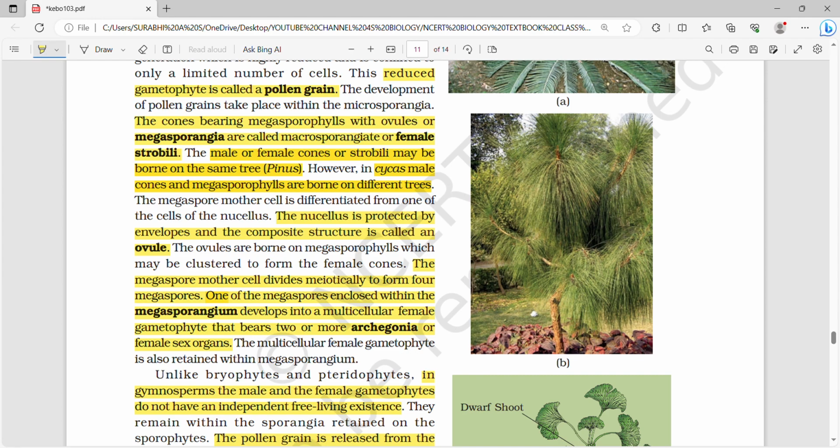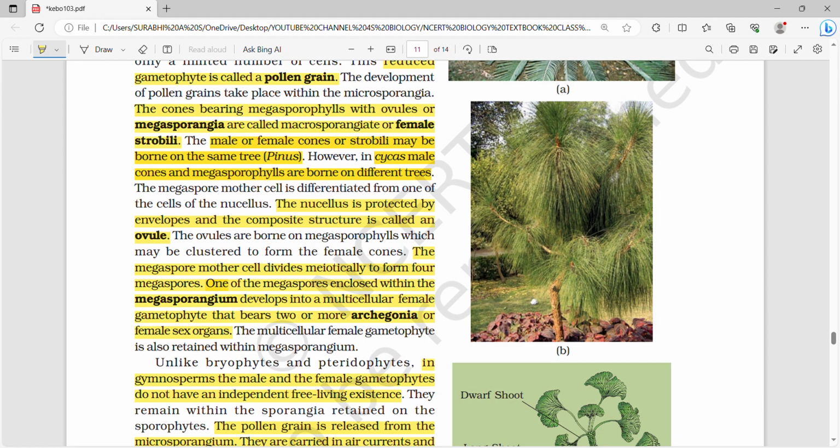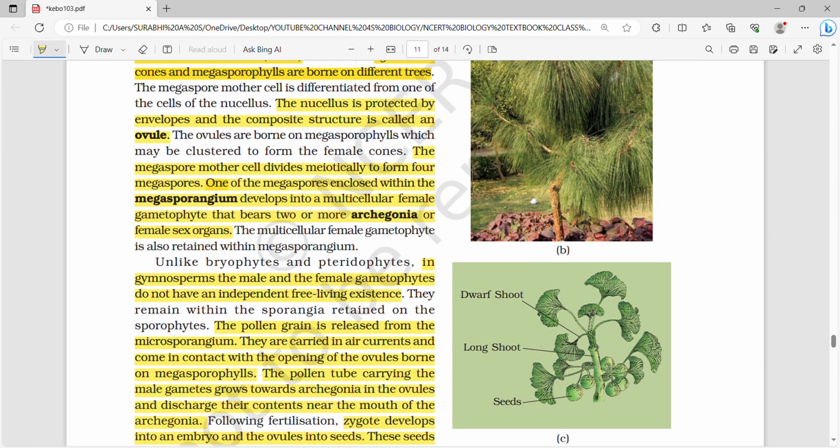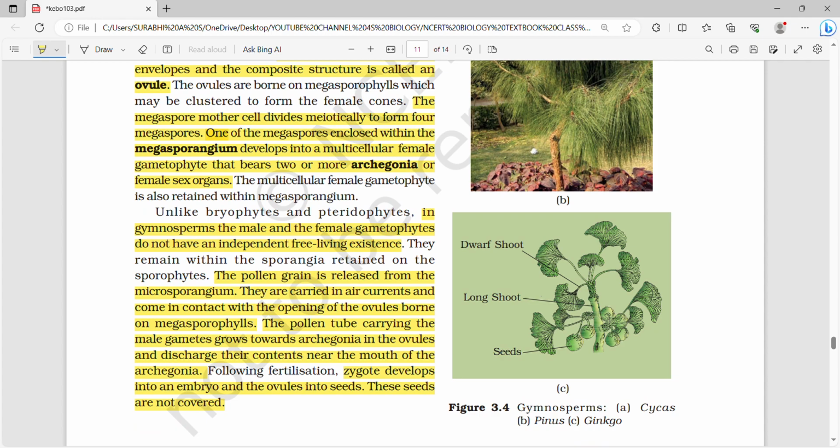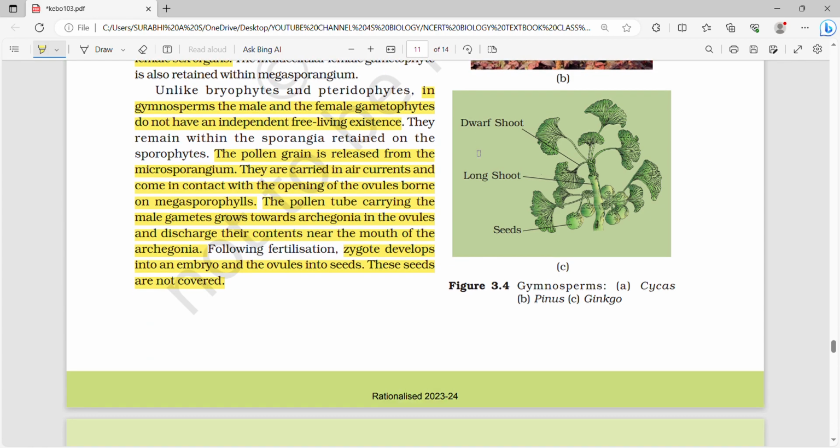The male or female cones or strobili may be borne on the same tree. This is also important. This was also a PYQ. If they are borne on the same tree, then the example is Pinus. If on different trees, it is Cycas. The nucellus is protected by envelopes and the composite structure is called an ovule. The megaspore mother cell divides meiotically to form 4 megaspores, as in angiosperms also. One of the megaspores enclosed within the megasporangium develops into a multicellular female gametophyte that bears 2 or more archegonia or female organs. So only one becomes functional.